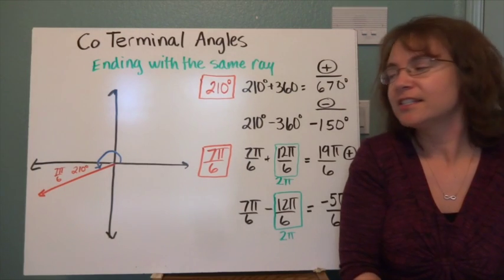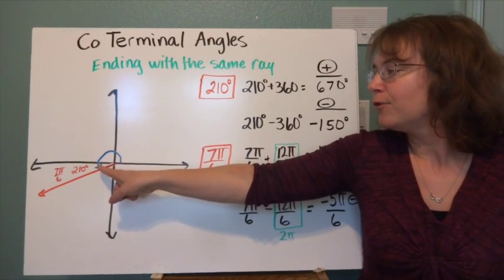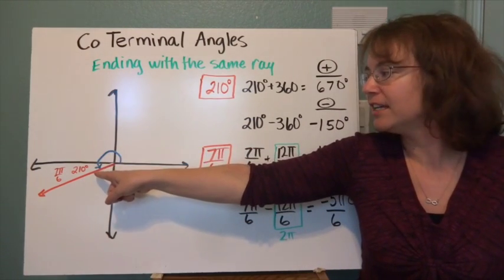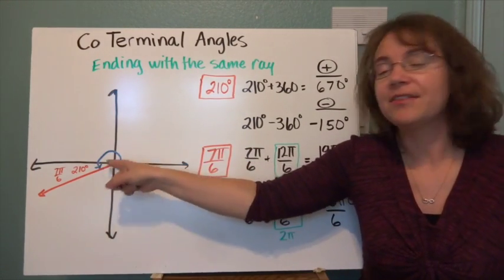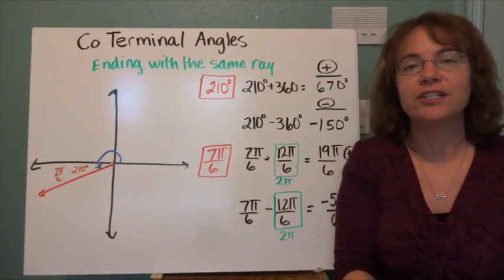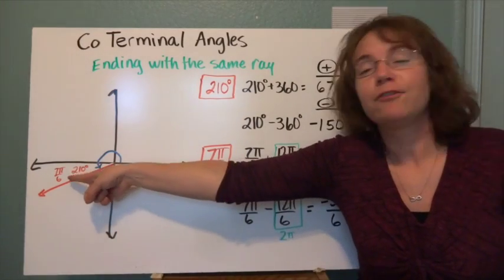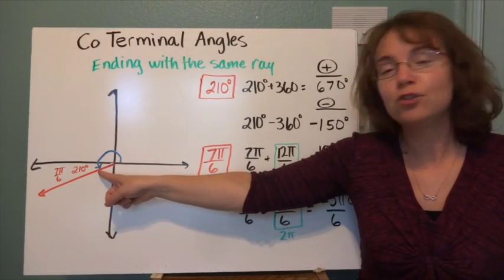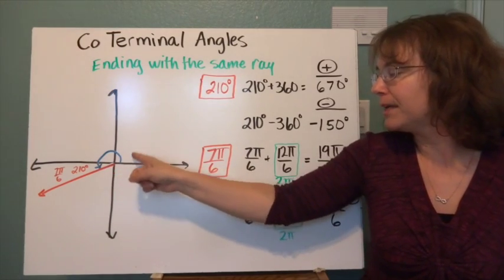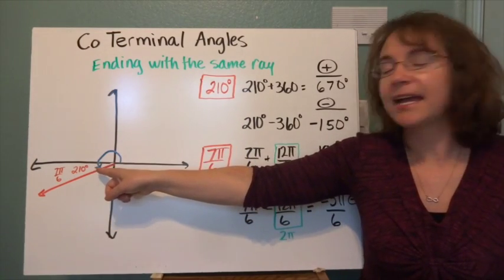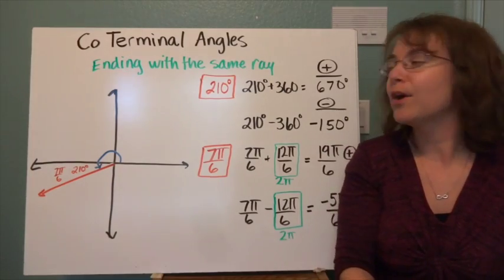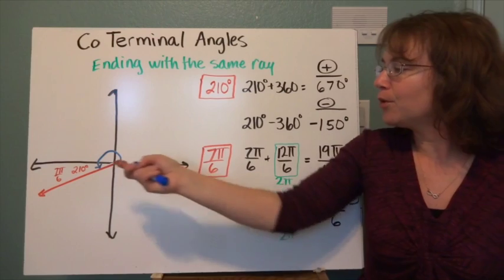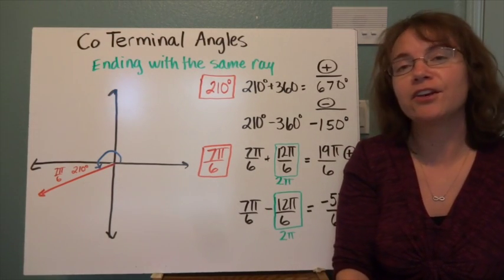Now there are other angles that end in the same place. For example, if we were to go all the way around this circle and add another 360 degrees, we would end right back here at the same place where we had 210 degrees. Consequently, if we're looking in terms of radians, we have 7 pi over 6 radians. If we go 2 pi radians all the way around from here, we're going to end up right back in the same place, or at that same ray, that same coterminal place. So in order to find a coterminal angle, there are infinite.